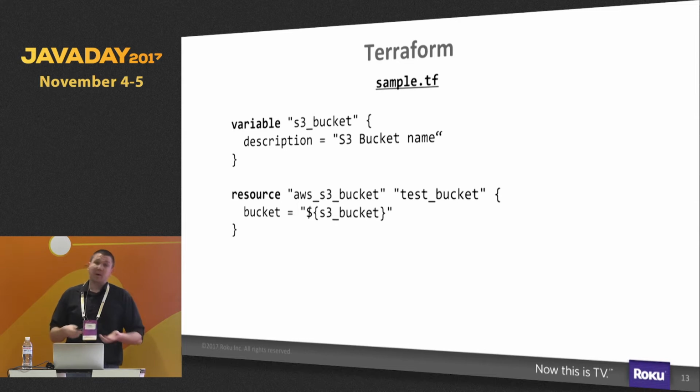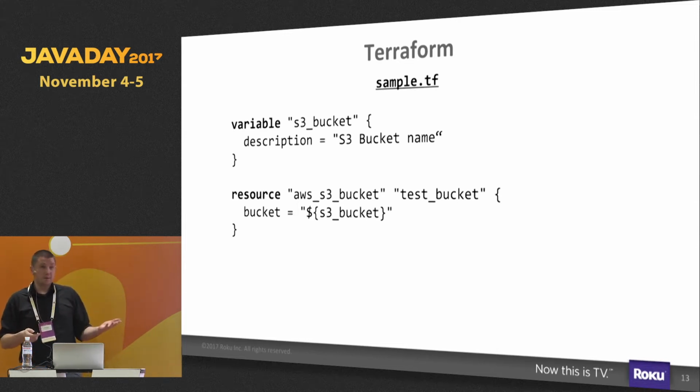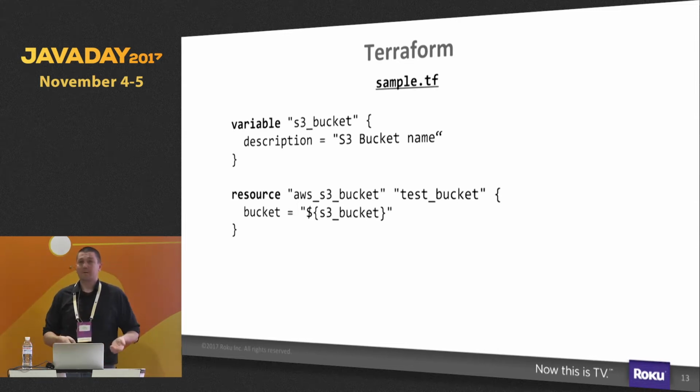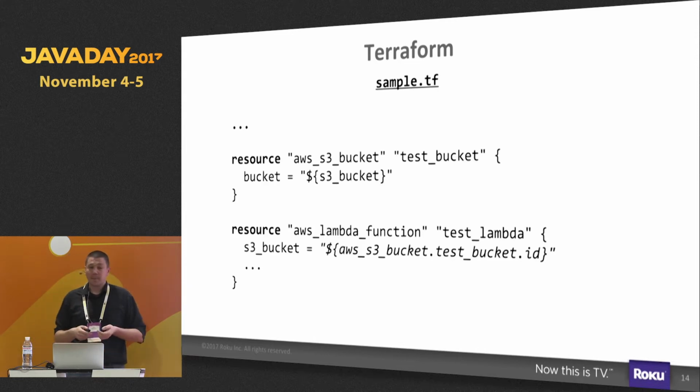Why do we need that? Maybe we want to use different buckets for different environments, right? One bucket for QA, one bucket for staging. And Terraform resources may reference each other.